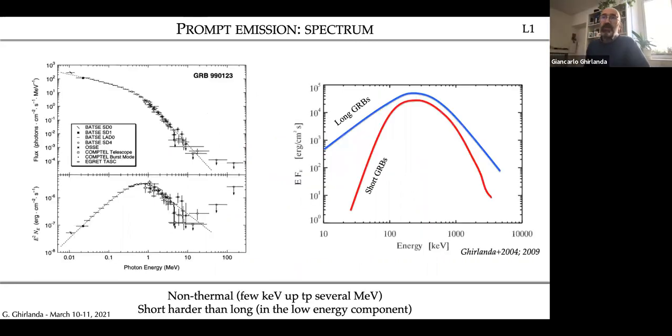This is shown in this plot here. Here you see the first plot is a photon spectrum, representing the flux of photons per unit area, unit time, and unit energy as a function of the energy. As you can see, the spectrum extends over 4 orders of magnitude, and it is non-thermal. What does it mean? It means that its curvature is much broader than a typical blackbody-like shape.